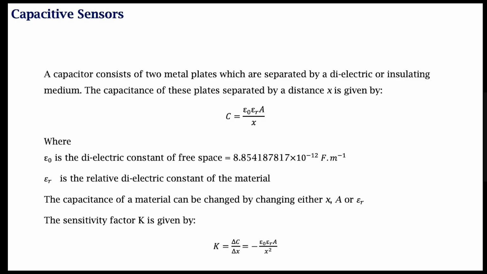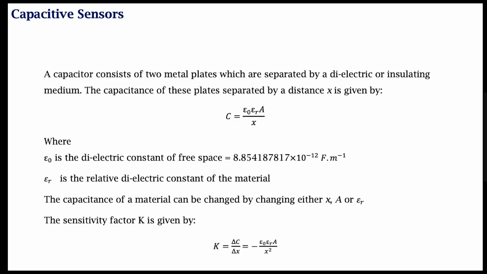In such cases, the capacitance will change because the distance that the diaphragm moves changes. This diaphragm is made of a relatively flexible material. In epsilon naught epsilon r A by x, x will change. If x changes, then obviously the capacitance will change.